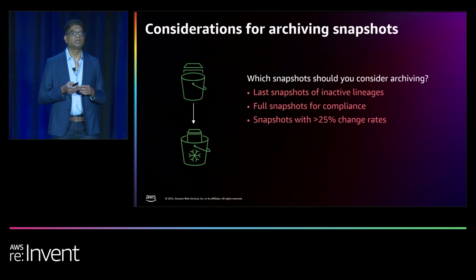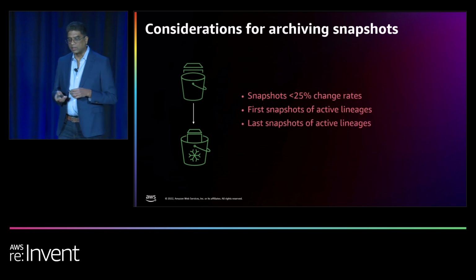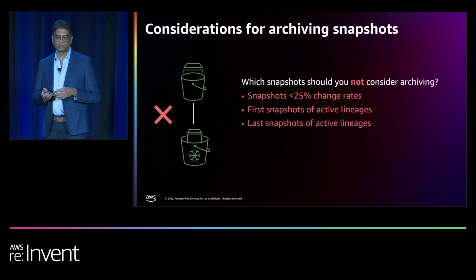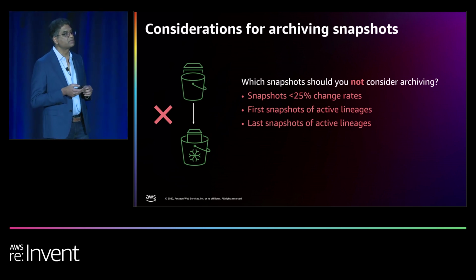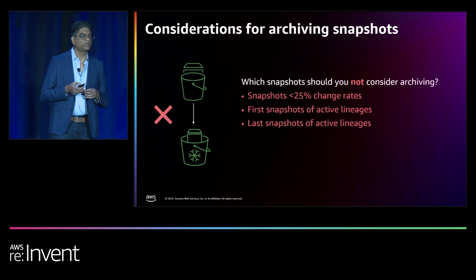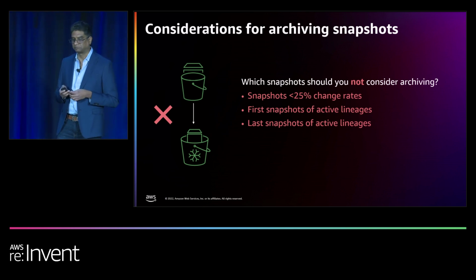These are three things that you can think of in terms of considerations for archiving snapshots. Now, you also need to be a little careful in terms of when not to archive a snapshot. So any snapshot that has less than 25% of change rate, we do not recommend you to archive that snapshot because you're not going to save costs on it.